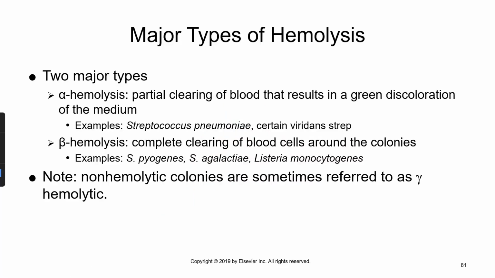The major types of hemolysis are alpha and beta. Alpha is a partial clearing in blood that results in a green discoloration of the medium. Examples include Streptococcus pneumoniae and certain viridans strep. Beta hemolysis is complete clearing of blood cells around the colonies. Examples would be Streptococcus pyogenes, which causes strep throat, Streptococcus agalactiae, which is a group B strep that can cause some major issues when a mother is delivering a baby.